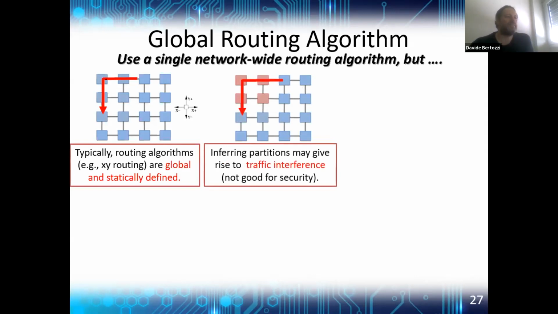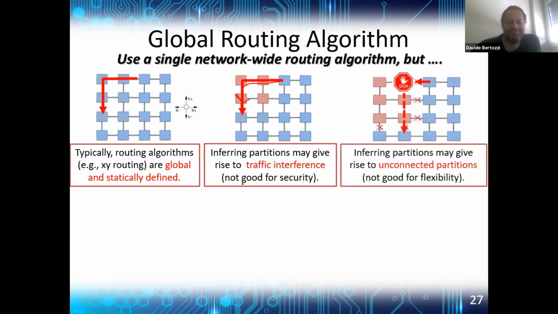But when you start inferring partitions, then if you follow X and Y with this partitioning pattern, what happens is that you end up invading this red partition, which is not good for security, predictability, composability, reliability, and so on.